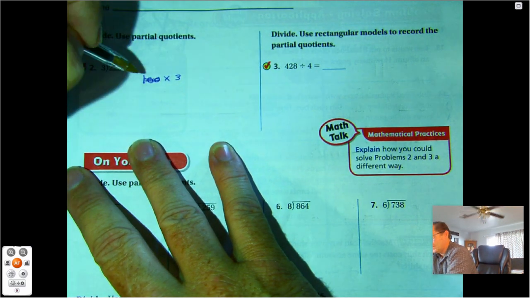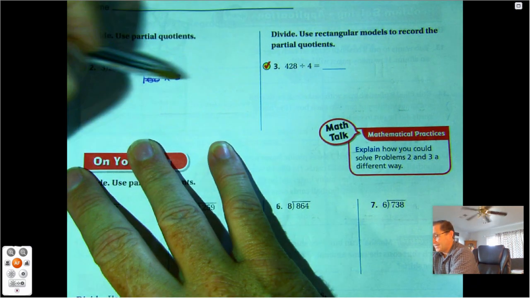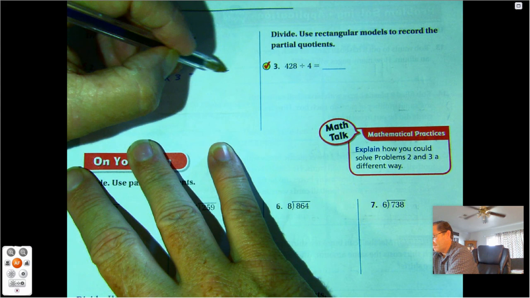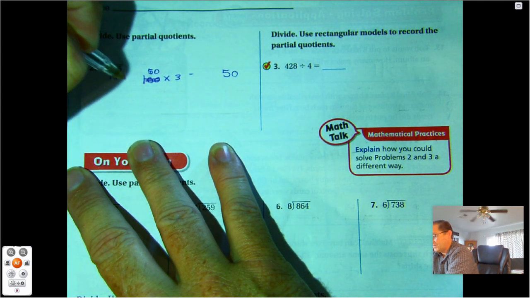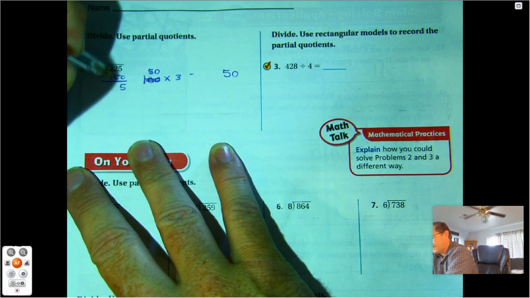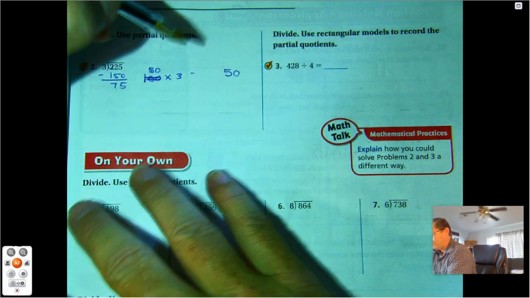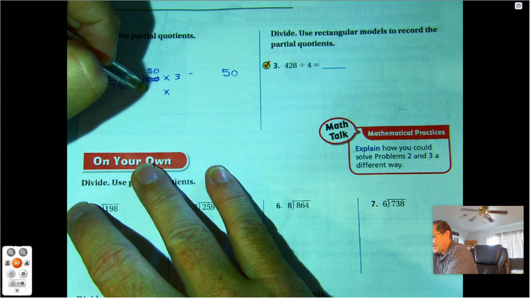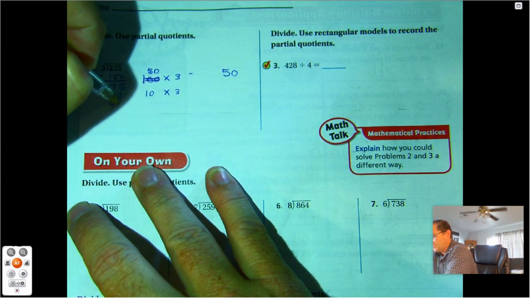So maybe we'll start with 50. 3 times 5 is 15, right? So 50 times 3 is 150. All right, let's subtract that. We get 75 left. So can I take 10 sets of 3 away? Sure. Okay, so let's do that. Now I'm down to 45.